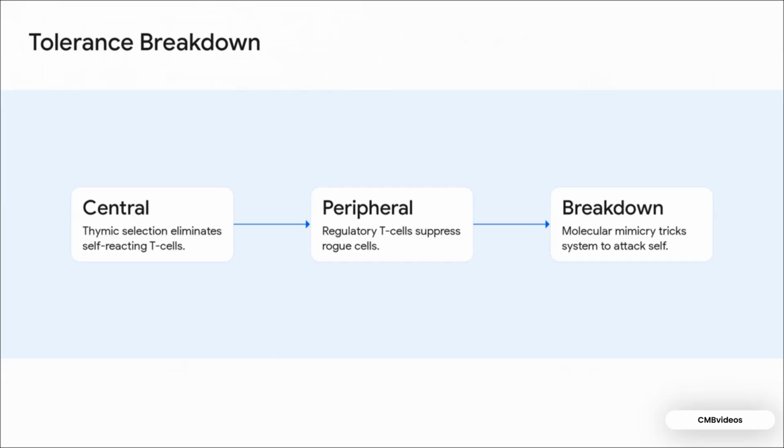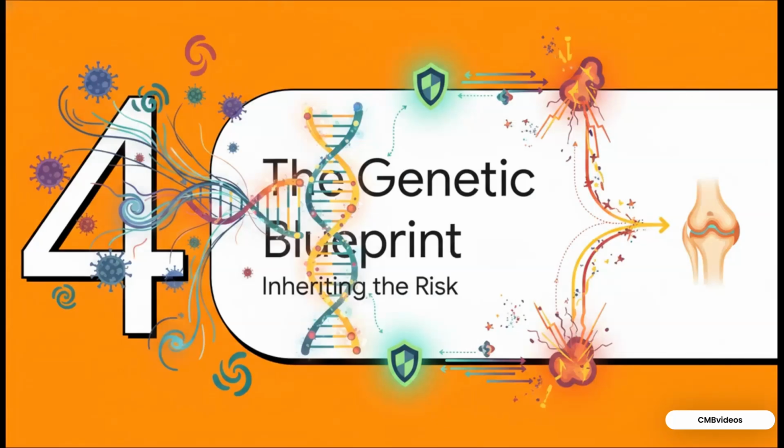For instance, a virus might have proteins that look incredibly similar to your joint tissue. It's a phenomenon called molecular mimicry. Your immune system attacks the virus but gets confused and cross-reacts, attacking your own joints in the process. Which leads us to Section 4, the genetic blueprint and inheriting the autoimmune risk.